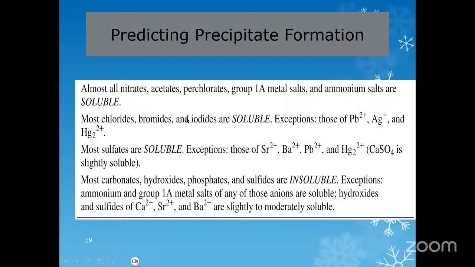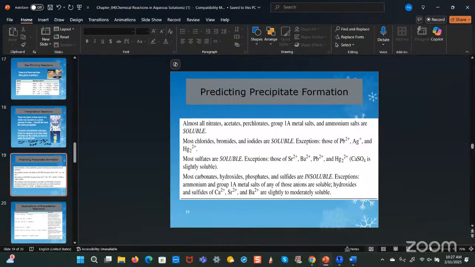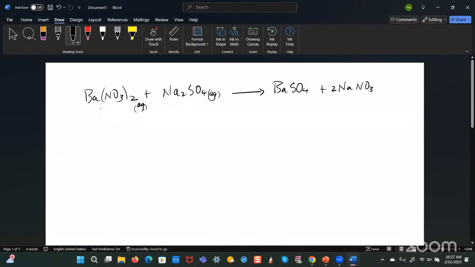So one of the products was barium sulfate, right? And according to this chart, most sulfates are soluble, but we have certain exceptions. One of which is barium sulfate, right? So therefore, since we know that barium sulfate is insoluble based on the chart, we put S there. S stands for solid, which means that it did not dissolve in water, right? So that's how we use the chart.